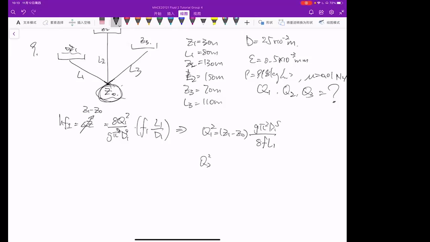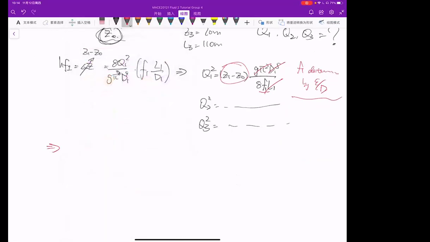Similarly, we could have Q2 and Q3 squared in the same way. For each of them, D1 is given, L1 is given, and F1 is determined by epsilon over D, similarly as previously. So F1 is given. That means finally we could have Q1 is a constant times the square root of Z1 minus Z0, Q2 is a constant times the square root of Z2 minus Z0, and Q3 is a constant times the square root of Z3 minus Z0.